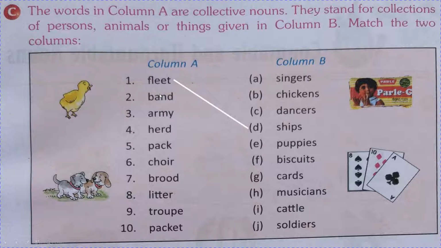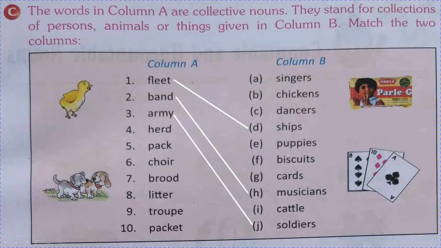Band. Children, band we use for musicians, right? So a band of musicians. And suppose you are writing this in your notebook, so you have to write like this: a band of musicians, like this. Fine. Army. Children, army is used for soldiers. See, soldiers are given here. Which article we will use for army, children? Army begins with a vowel sound A. So an army of soldiers.